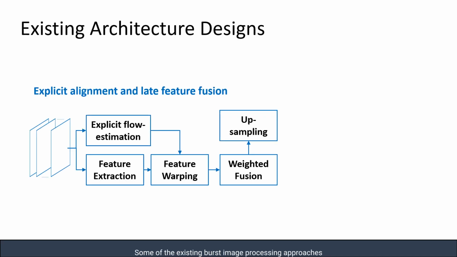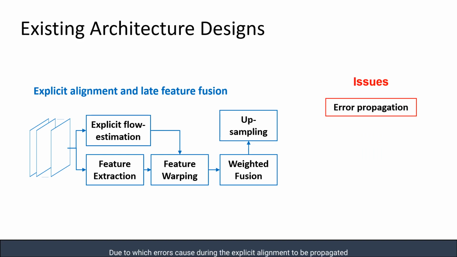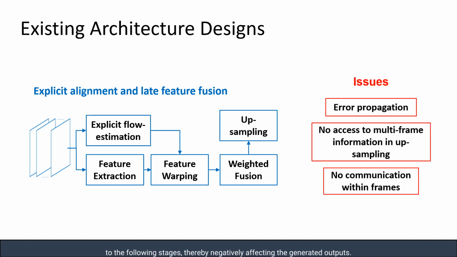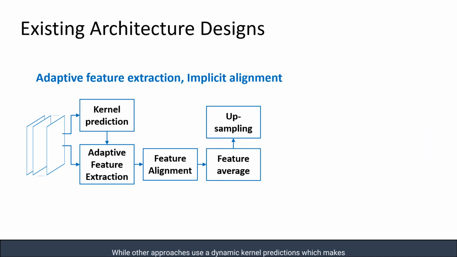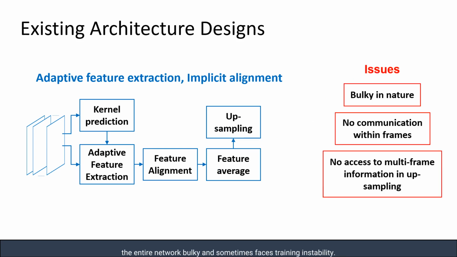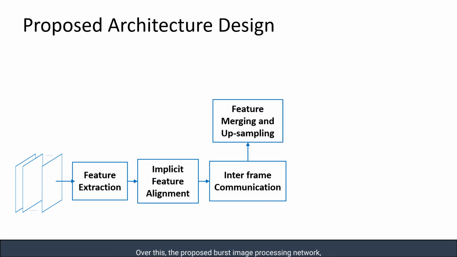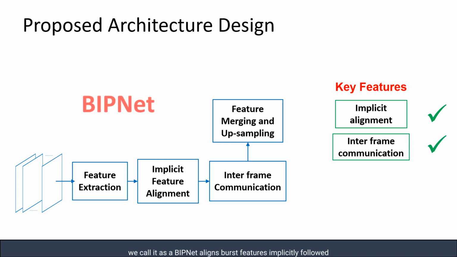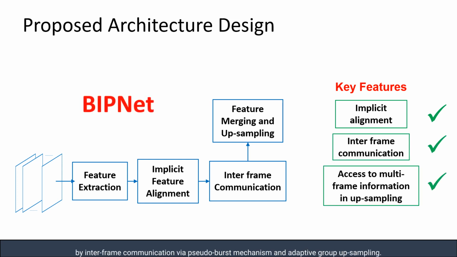Some of the existing burst image processing approaches do explicit alignment and late fusion, due to which errors caused during the explicit alignment are propagated to the following stages, thereby negatively affecting the generated outputs. While other approaches use dynamic kernel predictions, which makes the entire network bulky and sometimes faces training instability. Over this, the proposed burst image processing network, which we call BIPNet, aligns burst features implicitly followed by interframe communication via pseudo-burst mechanism and adaptive group upsampling.